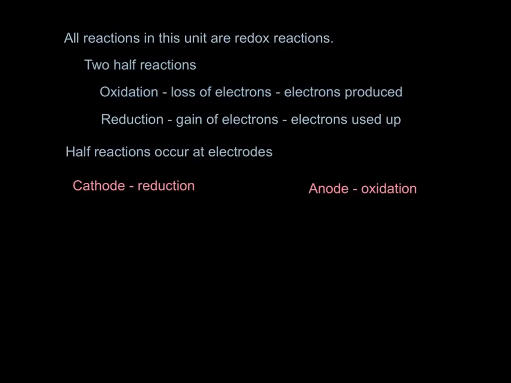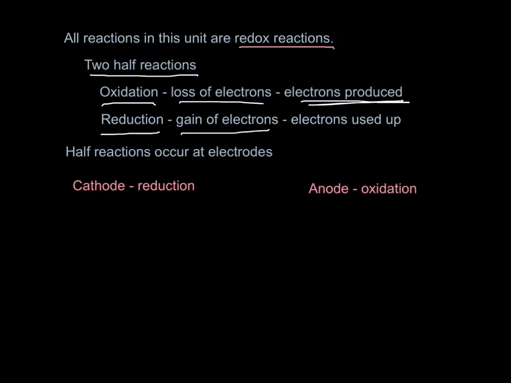So some of this unit is review, because all of the reactions in this unit are going to be redox reactions. Remember redox reactions? Oxidation, reduction, fun and games. So we always have two half reactions. The oxidation is when we lose electrons, so there's a half reaction that produces electrons. The reduction is when we gain electrons, so those electrons that got produced get used up. And these always come as a pair. You can't have an oxidation without a reduction, and you can't have a reduction without an oxidation.